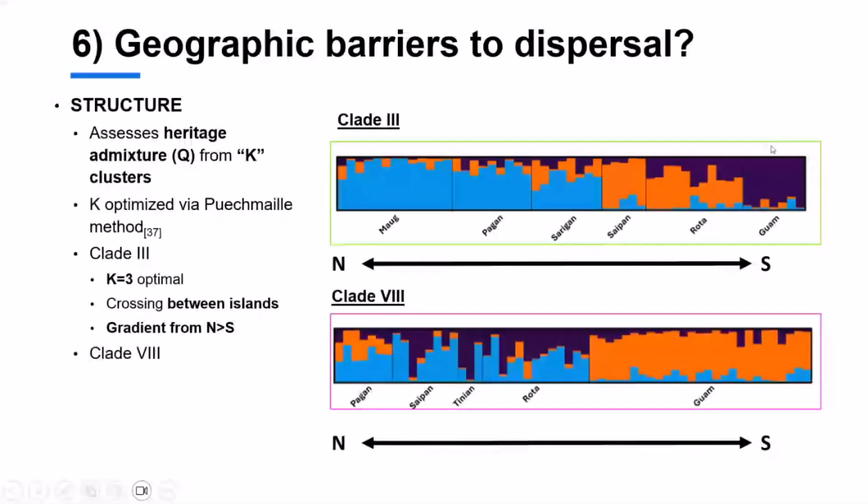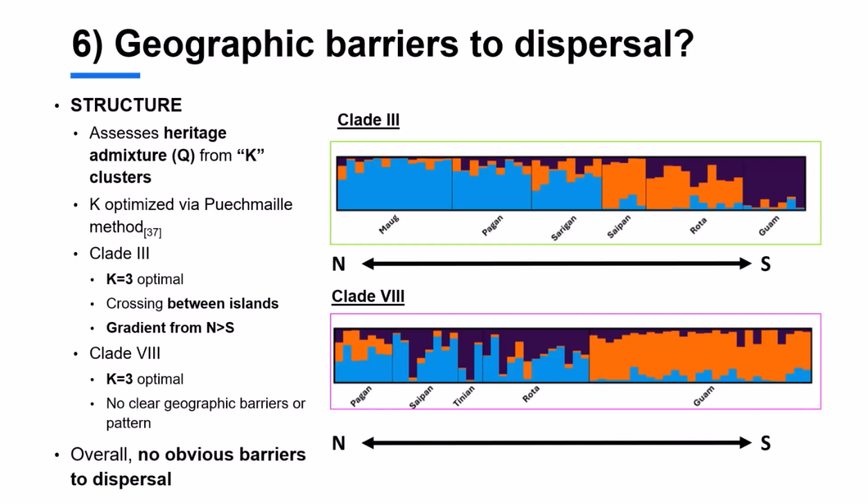And here's what those parallel results look like in clade 8. By coincidence, K3 was chosen to be optimal, although that absolutely didn't need to be the case, just a coincidence there. But in contrast to clade 3, there's really no geographic patterns to this distribution. Additionally, there's no real barriers. Gene flow is occurring between all these populations, but there's no real gradient that was as clear as it was in clade 3. So overall, no obvious barriers to dispersal, and that North Equatorial Current isn't really impacting distribution here.